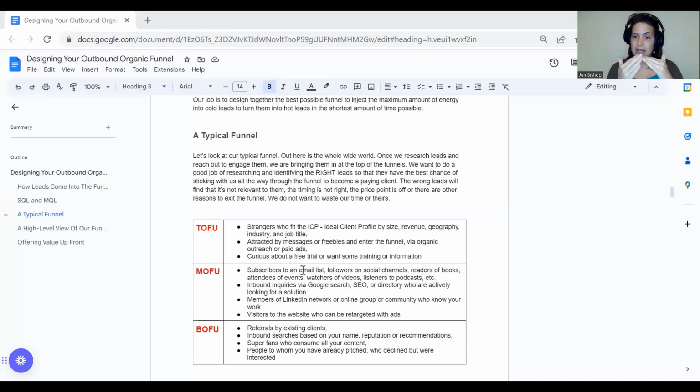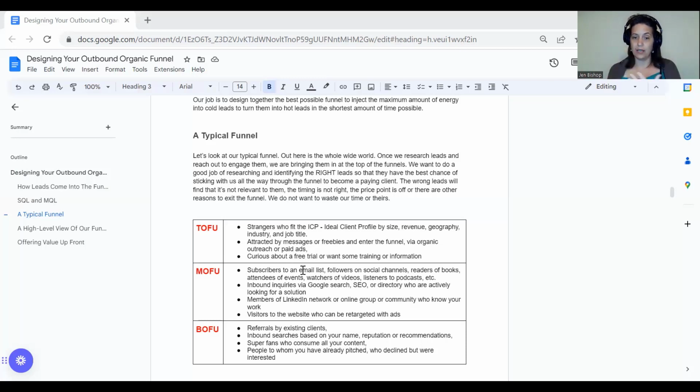Now, people can come in at the middle of the funnel. They don't have to come in at the top of the funnel. They can come in with an inbound inquiry. So they Googled you or a solution or a problem, and they found you, usually via SEO and some kind of ranking that you've created online related to the content that you create. Or you could be in a directory of experts, and they found you and they've reached out to you. And usually this is a warm lead, a middle of the funnel, because they're very specifically looking for something that you offer. Now, they could be just members of your LinkedIn network that you've met historically.